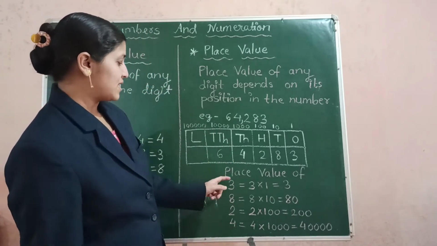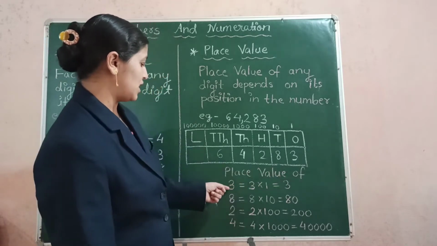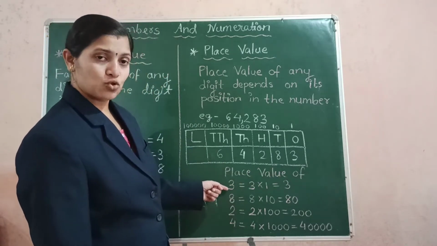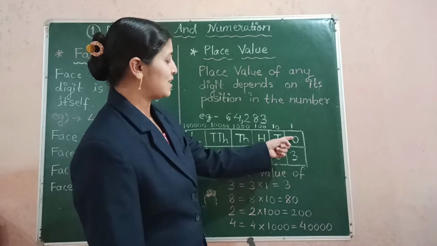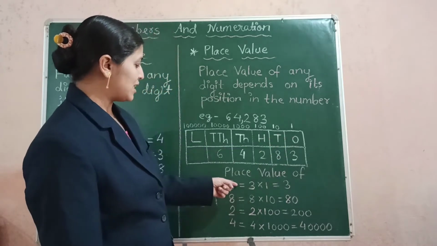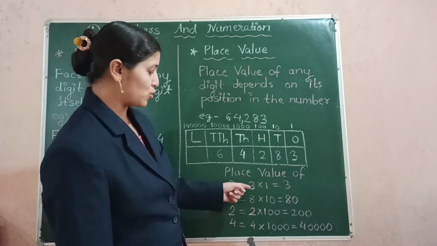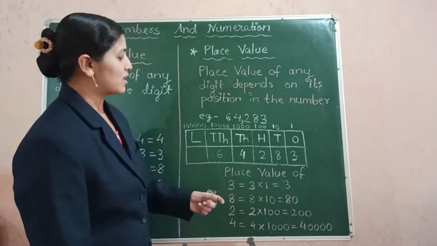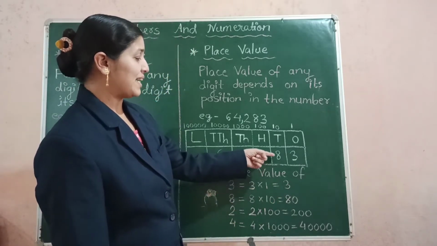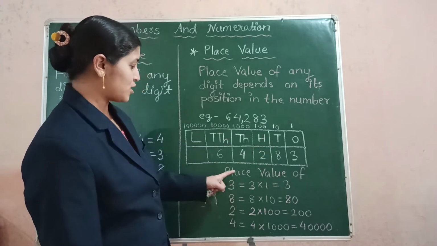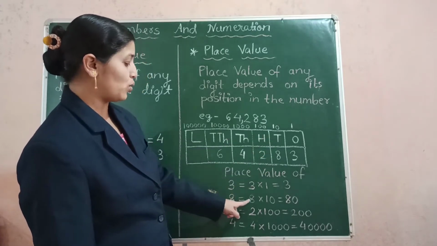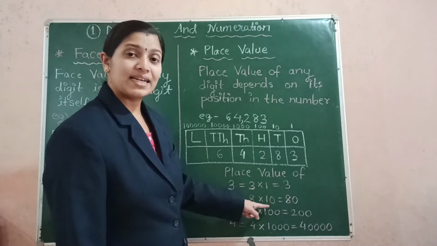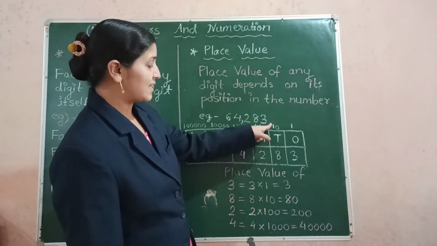Now let us see. See here, place value of 3 is to be found out here. So this 3 is in ones place. So place value of 3 is equal to 3 into 1, that is 3. Similarly, place value of 8. 8 is in tens place. So place value of 8 is equal to 8 into 10. Why 10? Because 8 is in tens place.